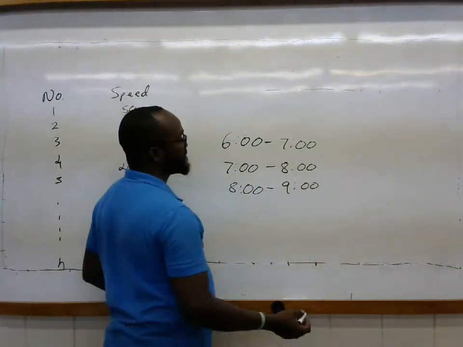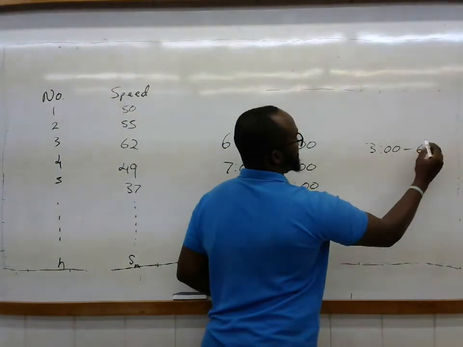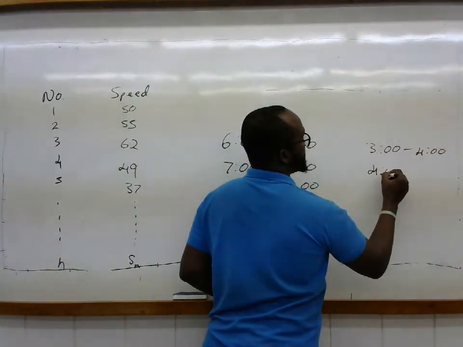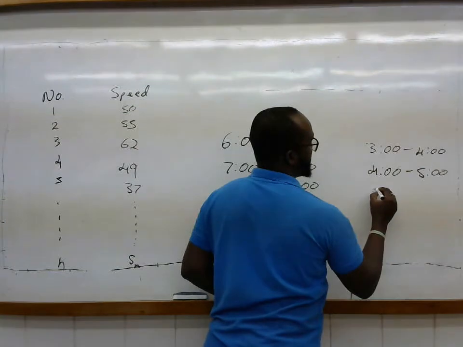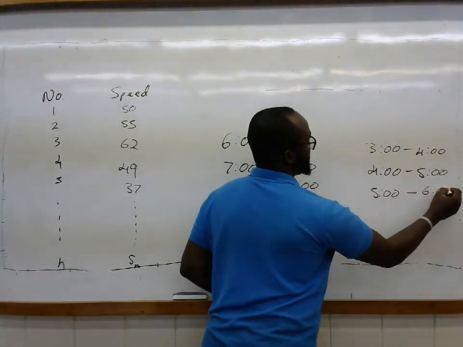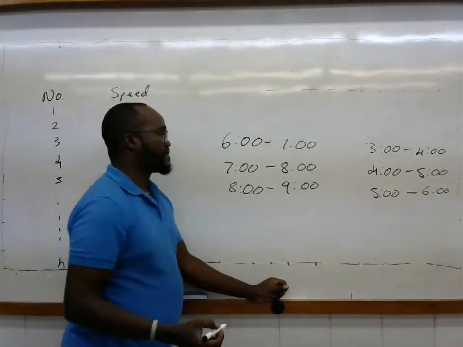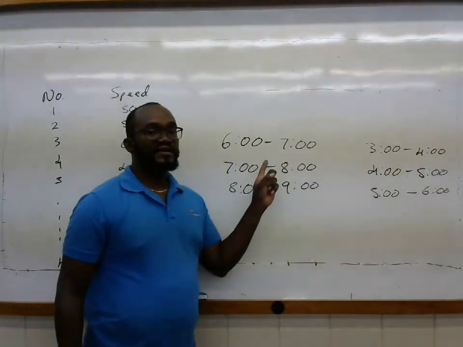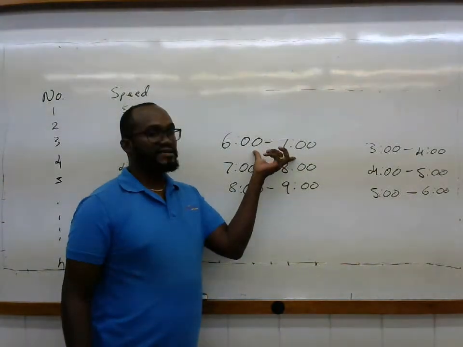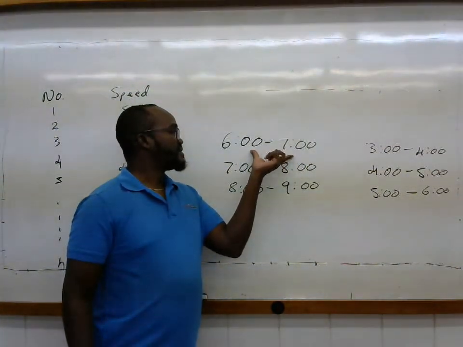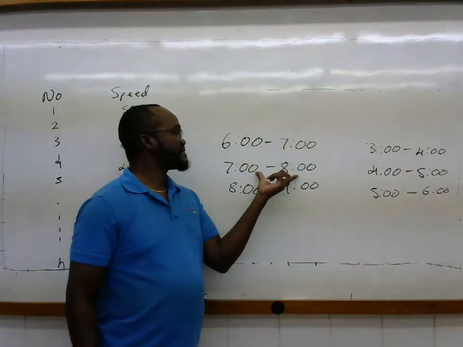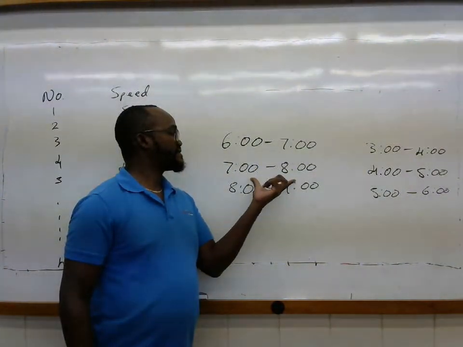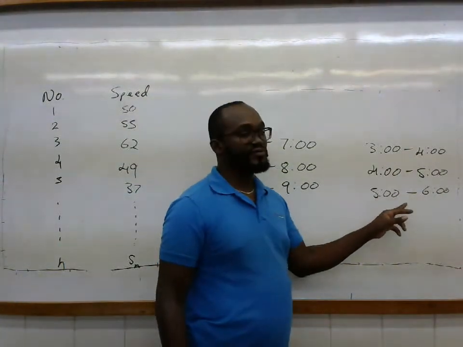Of course, for those in the afternoon, 3 p.m. to 6 p.m., that is 3 to 4, 4 to 5, and 5 to 6 p.m. So we're asking you to make a determination as to whether there is a statistically significant difference among the speeds measured between 6 to 7 and 7 to 8, 6 to 7 and 8 to 9, and 7 to 8 and 8 to 9, and likewise for the afternoon period.